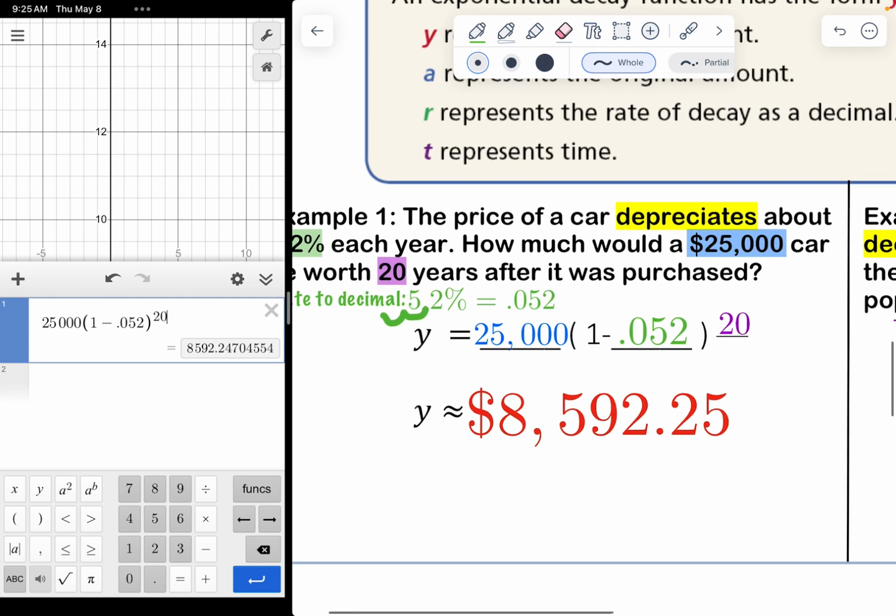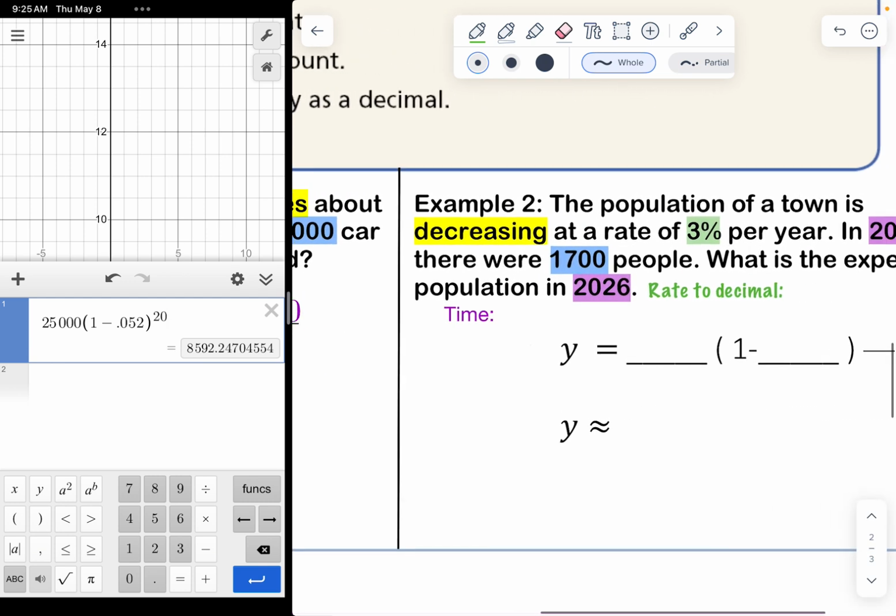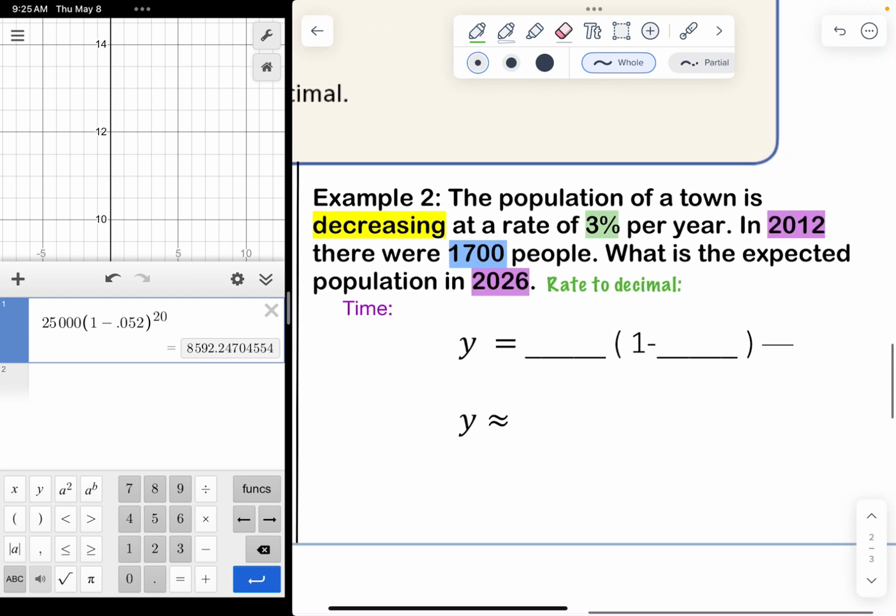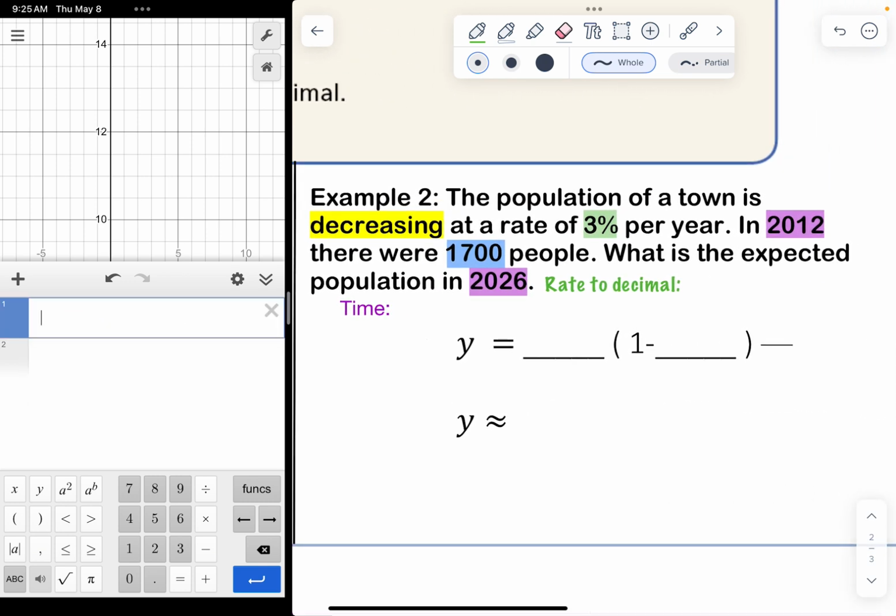Okay. Last example, another population example. So we're losing people from this town. This town, the population is decreasing 3% per year. In 2012, it was 1,700 people. That's going to be our initial amount. And we want to figure out next year in 2026 how many people are going to be left.